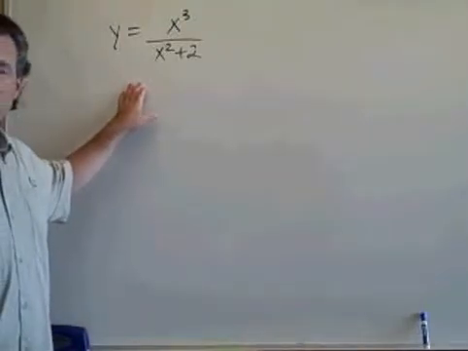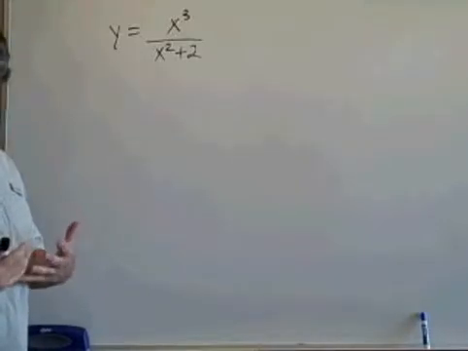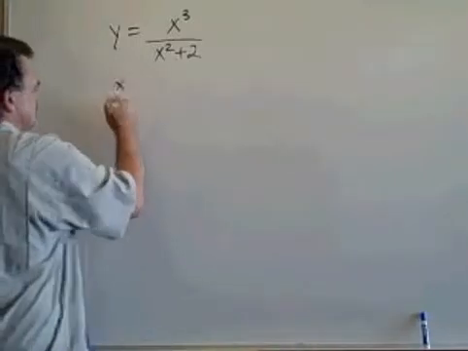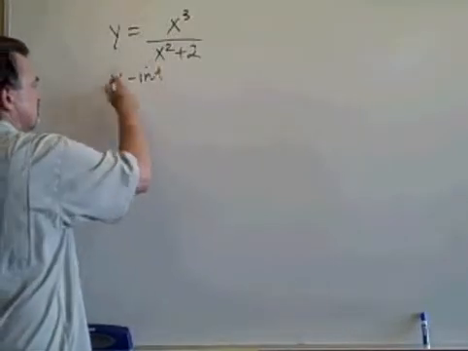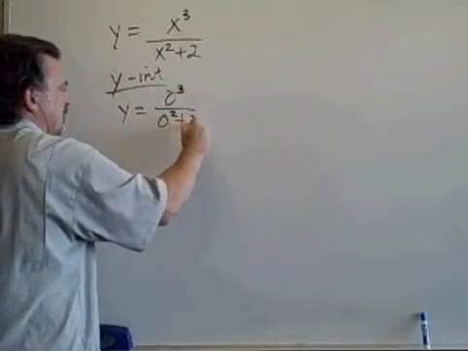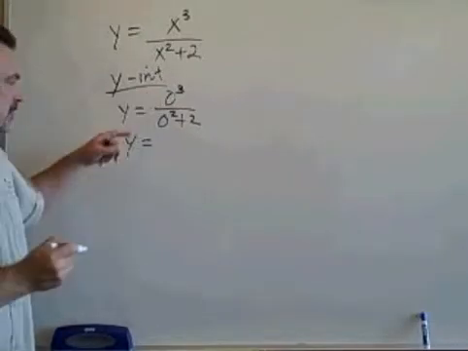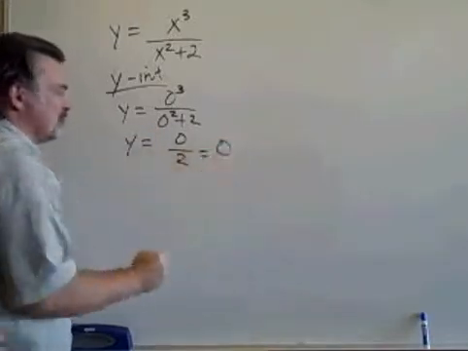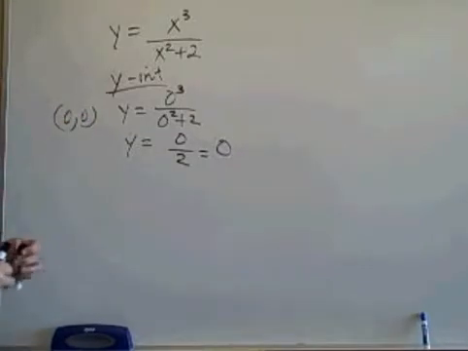Let's find the intercepts for the graph of the solution set of this equation. Y-intercept, we let x be 0 and solve for y. Well, if we let x be 0, that'll be 0 cubed over 0 squared plus 2. Well, what's 0 cubed? That's 0, isn't it? And 0 squared is 0, 0 plus 2 is 2, and 0 over 2 is 0. So the y-intercept is going to be the point 0, 0.